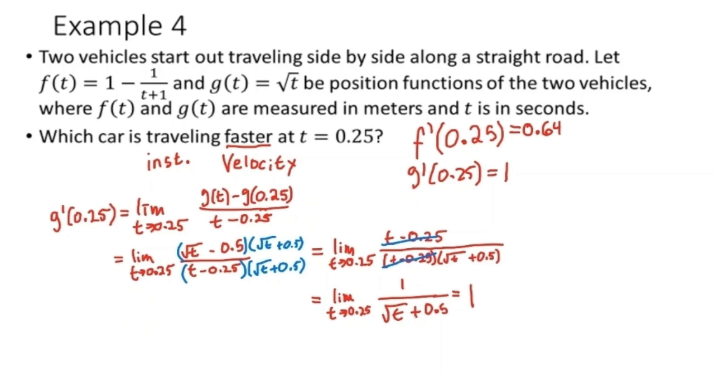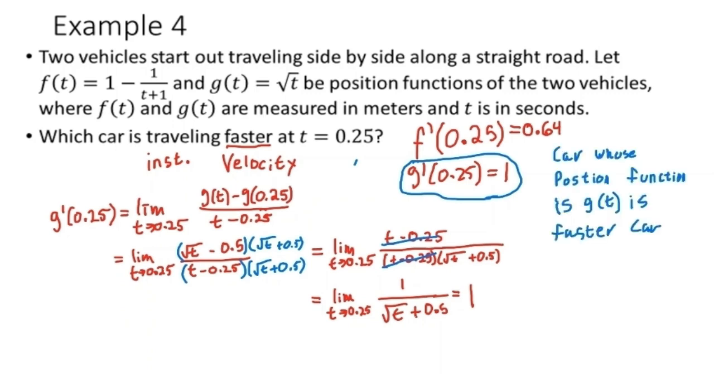So from the two vehicles, which one is moving faster? Since our g prime of 0.25 is greater than our f prime of 0.25, then the car whose position function is g of t is the faster car.